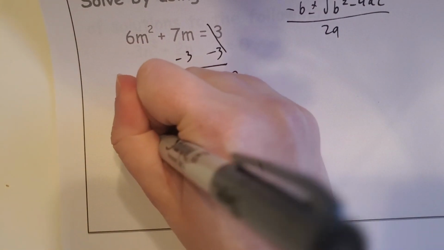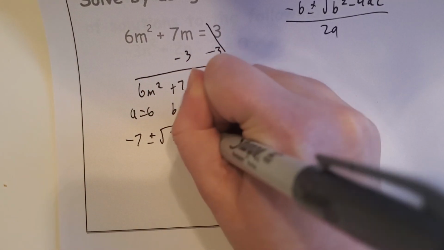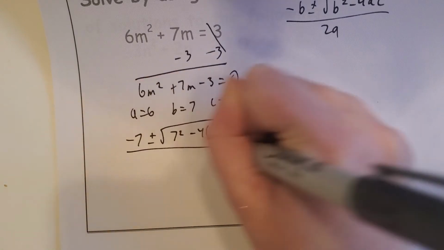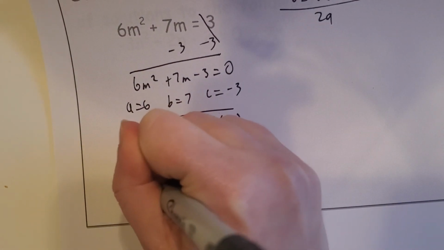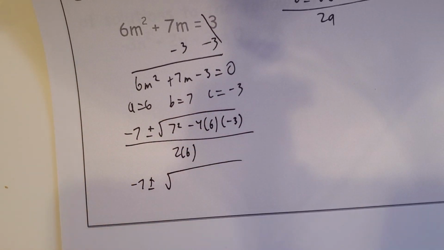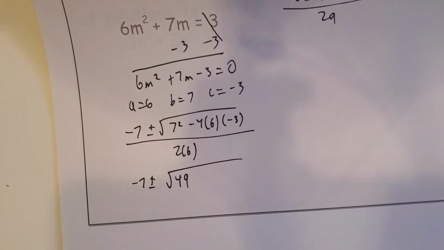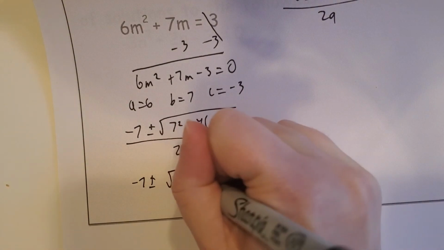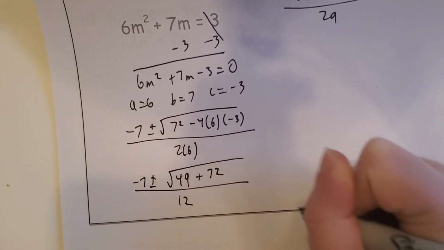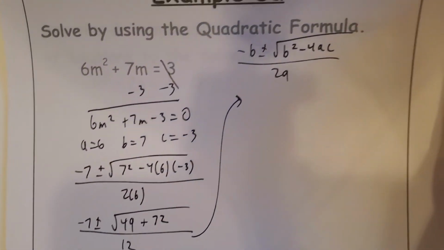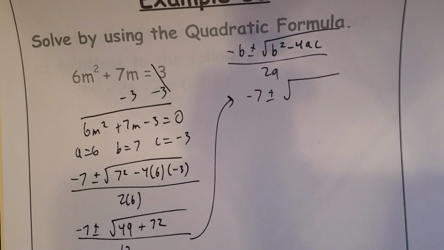So negative 7 plus or minus the square root of 7 squared minus 4 times 6 times negative 3, all over 2 times 6. Negative 7 plus or minus the square root of 7 squared is 49. Negative 4 times 6 is negative 24 times negative 3 is 72. So 49 plus 72, all over 2 times 6, which is 12. 49 plus 72 is 121.